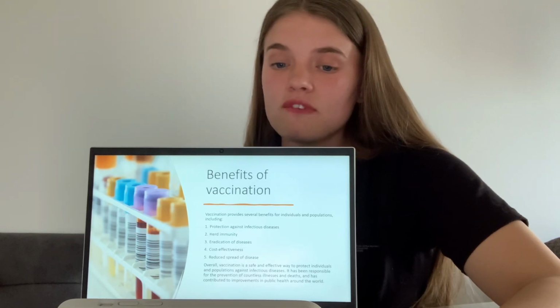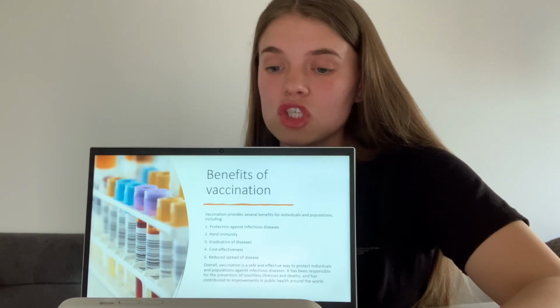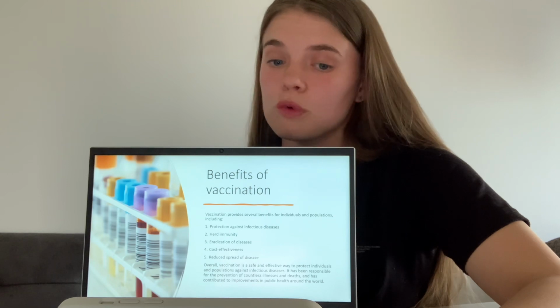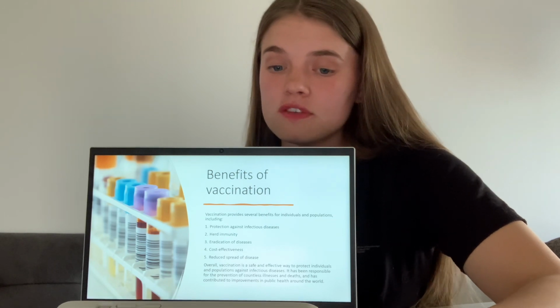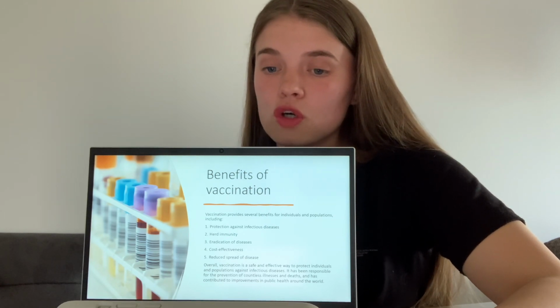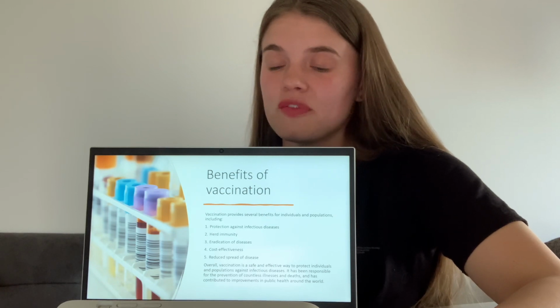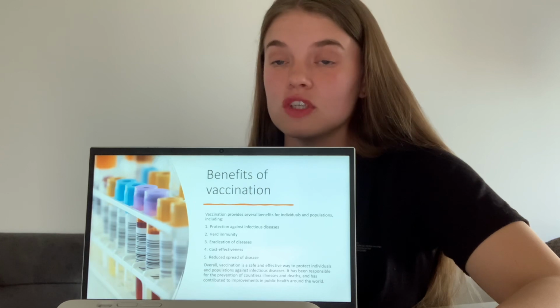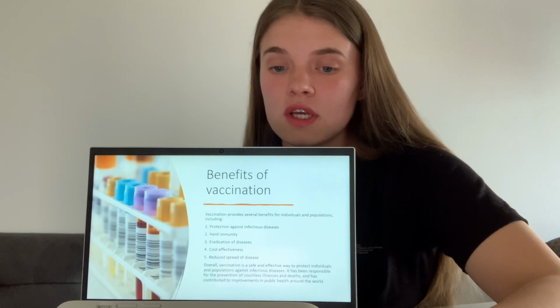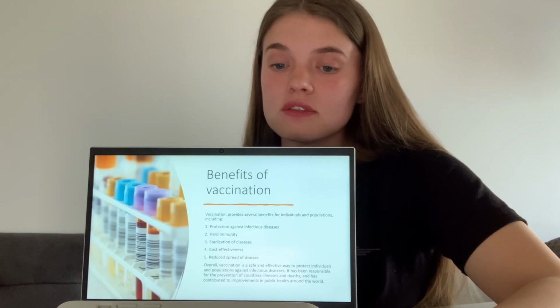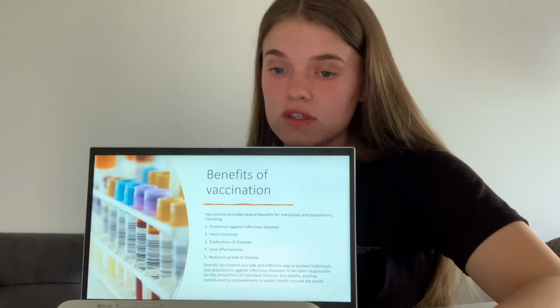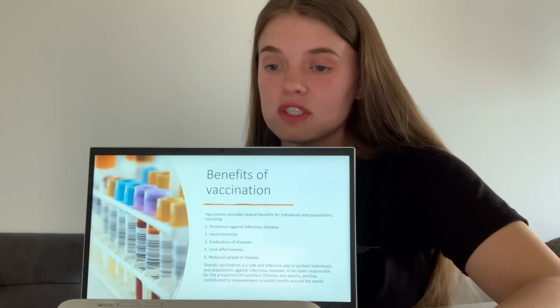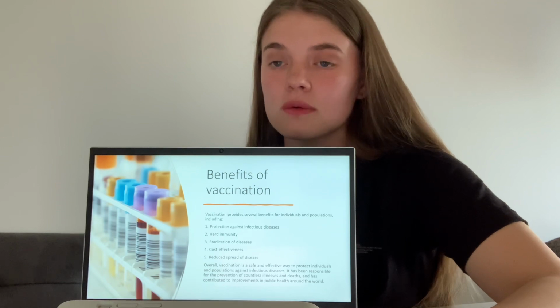Eradication of diseases. Vaccination has been instrumental in the eradication of several infectious diseases, such as smallpox and polio. Cost effectiveness. Vaccination is often more cost effective than treating diseases that can be prevented through vaccination, as it can reduce the need for expensive medical interventions and hospitalizations. Reduce the spread of disease. Vaccines can reduce the spread of disease by making it more difficult for infectious agents to circulate in the population.